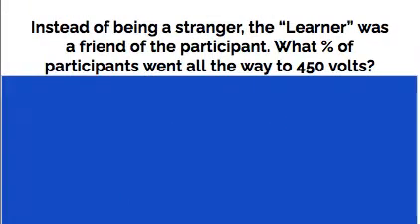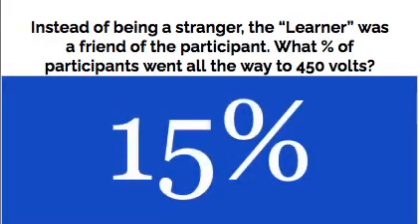Now, that's about physical proximity, but what if instead of being a stranger, the learner was a friend of the participant, and the friend is in another room, with the experimenter in the room with them? How does this affect our obedience level? It turns out that friendship matters a lot more than physical proximity. So obedience is going to be 15% in this situation.